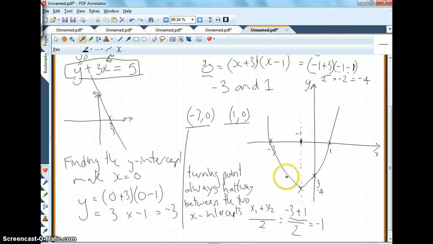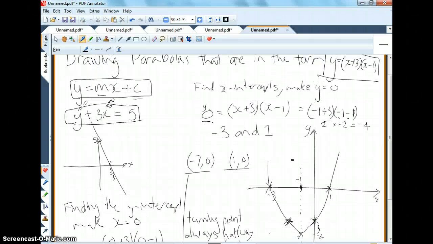By the way, this is another point you could choose. See that one there? Because it's symmetrical, it goes across 1 up 1 and across 1 up 4. You can put in a few more plots. Okay, and that would be how you would draw a parabola of the form that's been factorised.